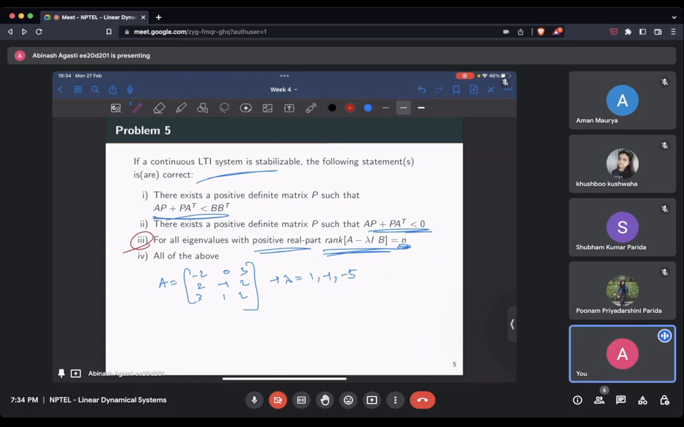Let's try this third test for all eigenvalues with positive real part. Rank of this is n. So let's take this because there is a positive real part. We have to prove that rank of A minus lambda I, where lambda is 1, so A minus I comma B, is n. N is 3 here. So let us do that. Find out what this matrix is first, A minus lambda I and B. I remember that B was 1 0 1.